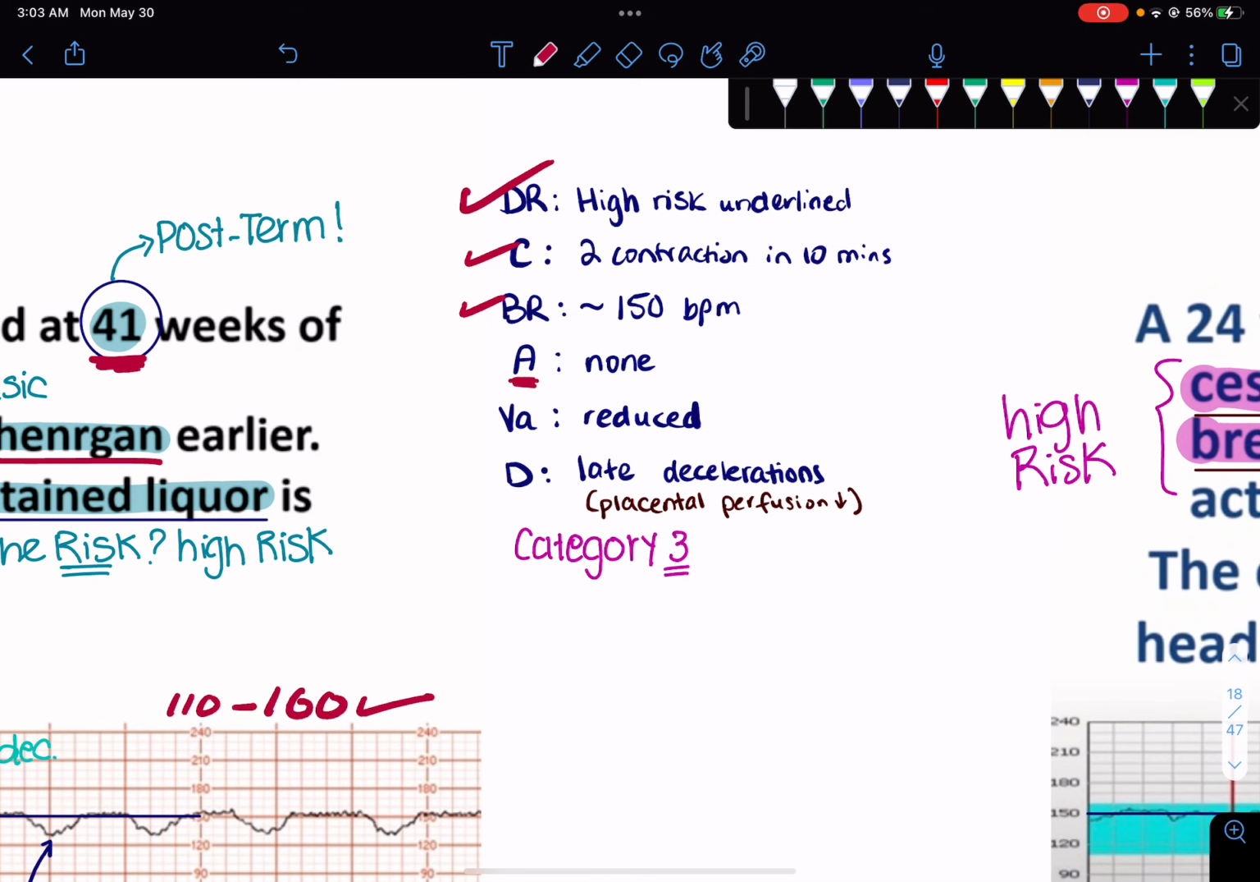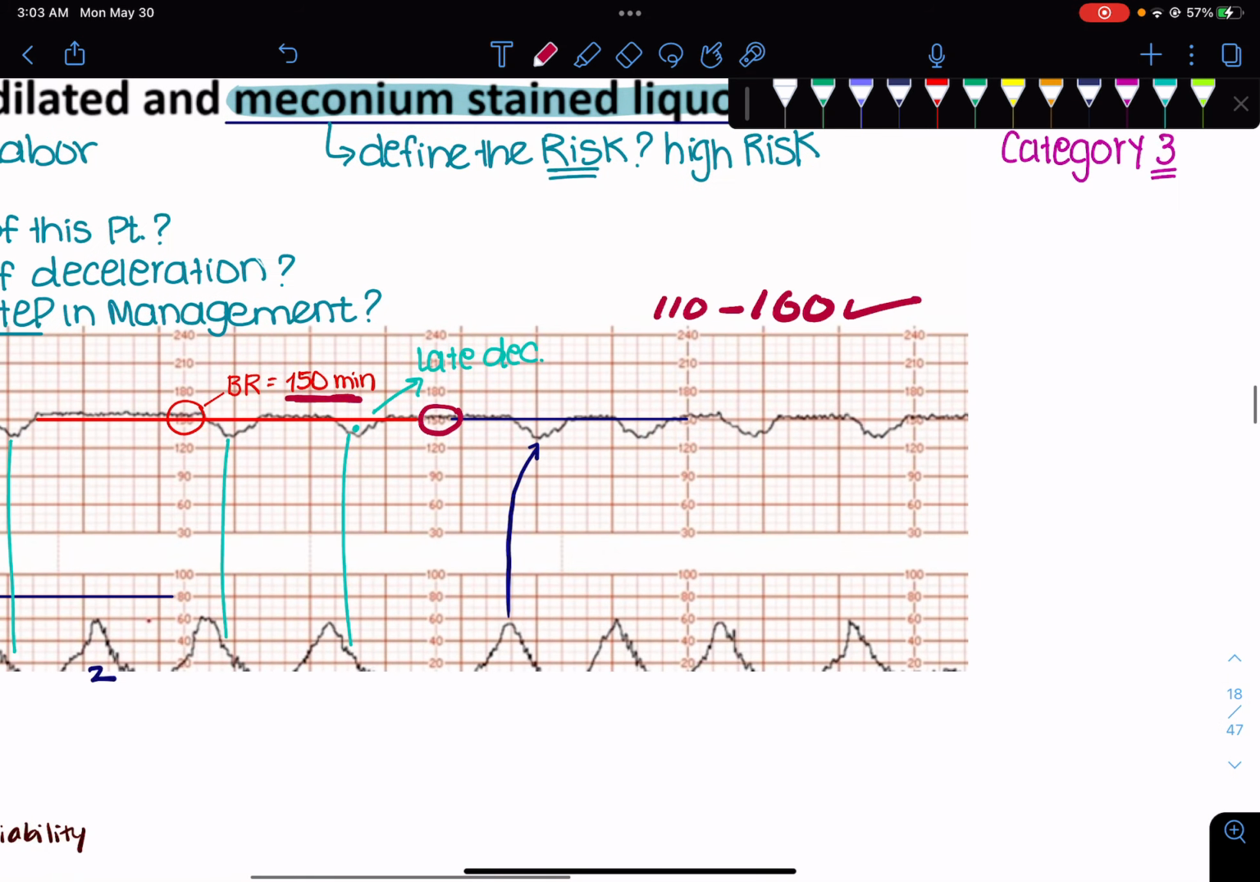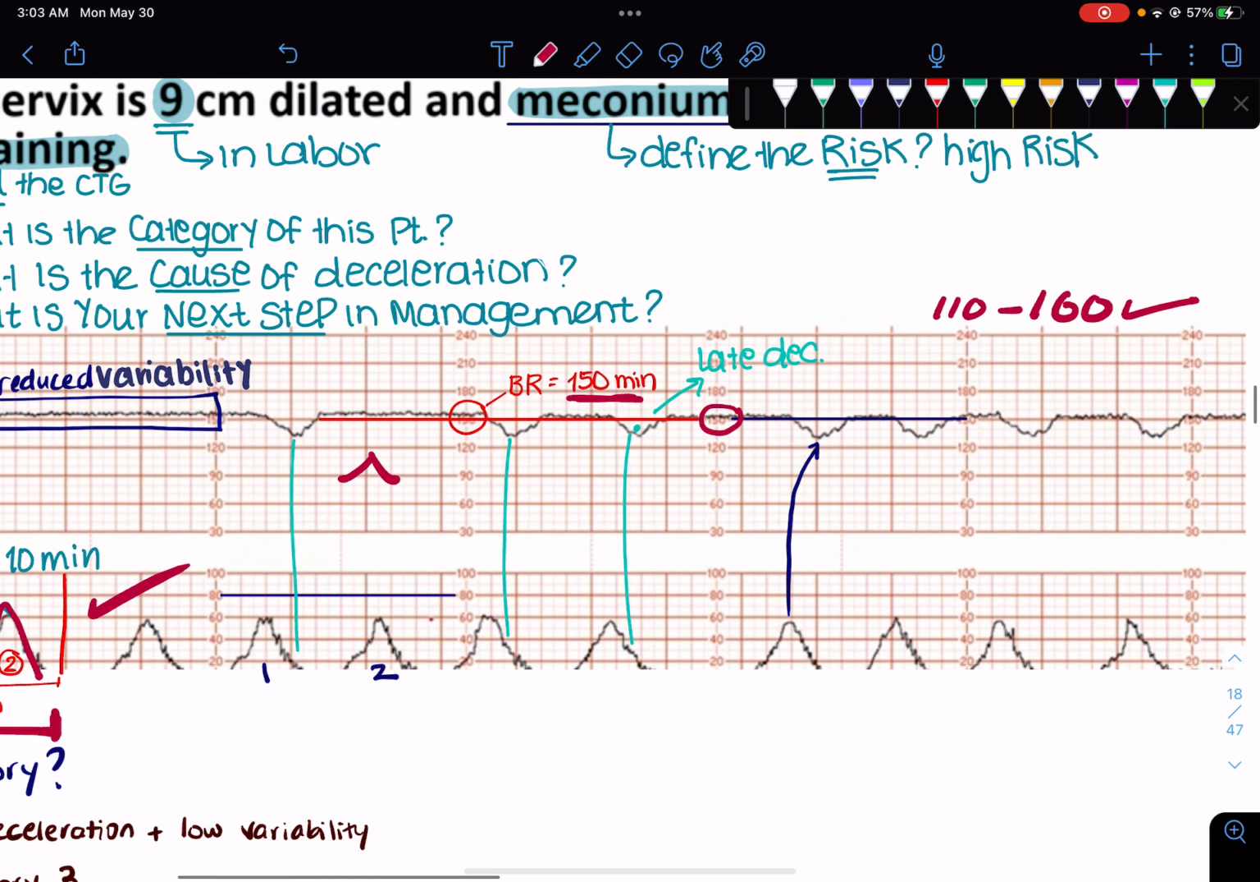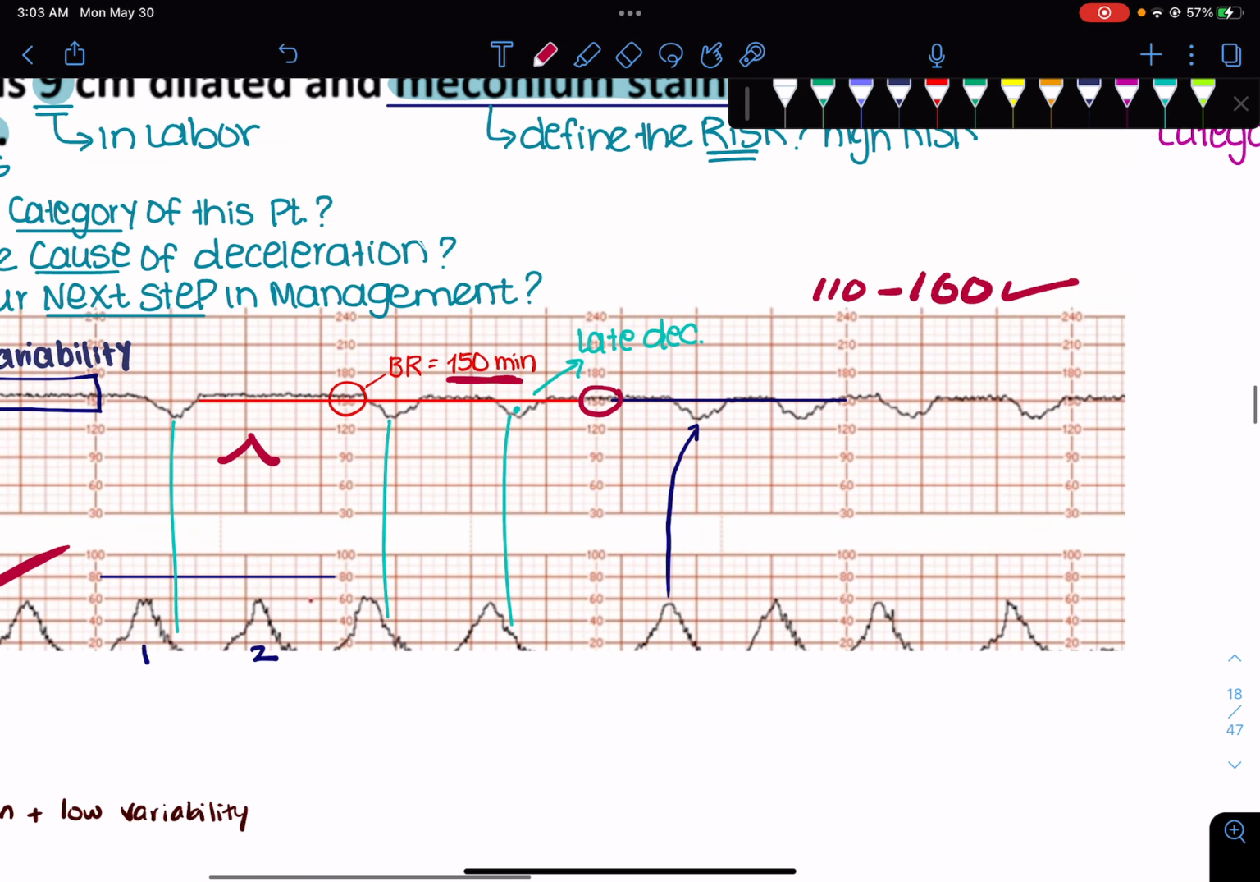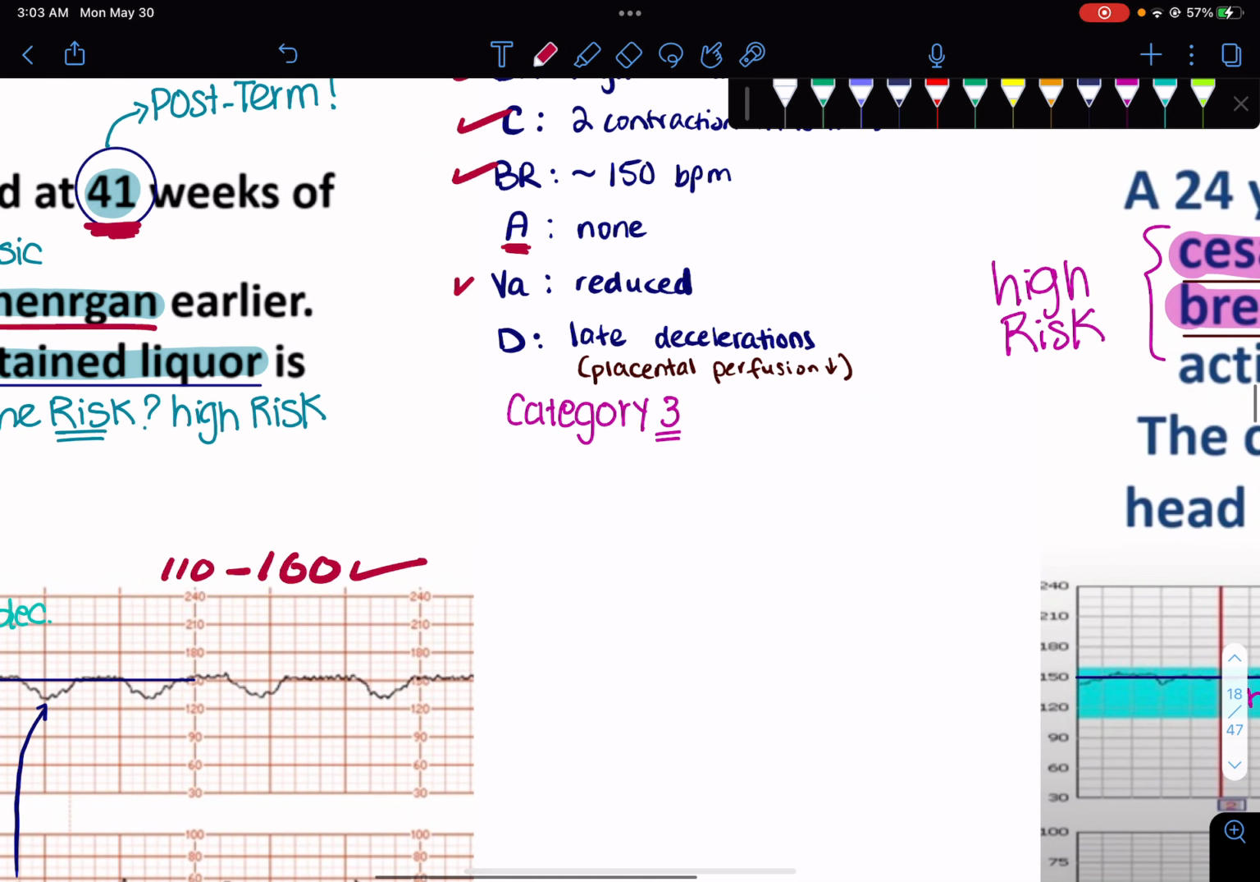خلينا نشوف accelerations if it's present or not. Do you see any accelerations هنا? No. She doesn't have any accelerations, which is actually a bad indicator, لأنه قلنا إحنا accelerations are predictable for a healthy fetus, صح؟ لأنه they predict movement.